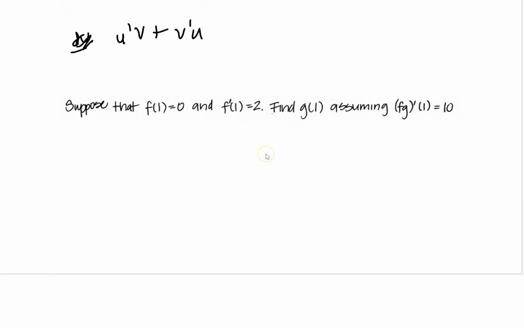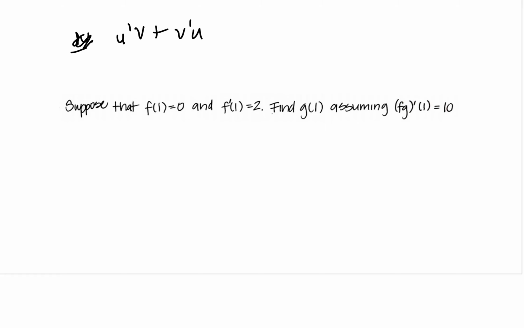And then look at this last one we're doing in this little mini lesson. Suppose that f of 1 equals 0 and f prime of 1 equals 2. Find g(1) assuming that (f times g) prime of 1 equals 10. So I said that terribly, but the idea is they give you this information, and they're letting you know that the derivative of f times g at 1 is 10. So when you plug 1 into the derivative, it equals 10.